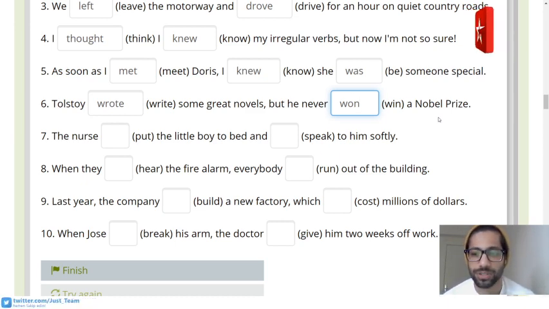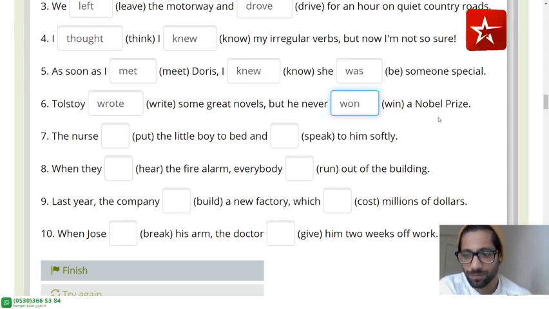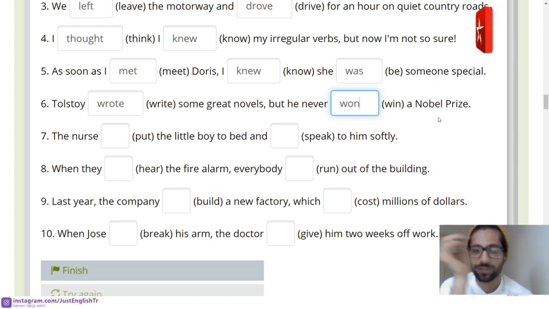Thank you, Miss Narsina. Correct. So the first part, Tolstoy wrote some great novels. That one, sometime in the past. Very nice. But he never won a Nobel Prize. What is this one? He never won a Nobel Prize.